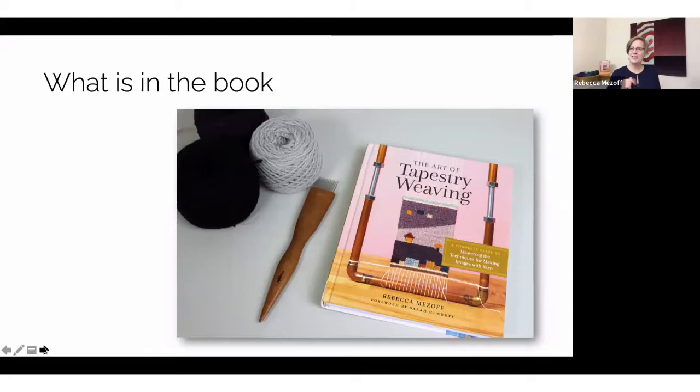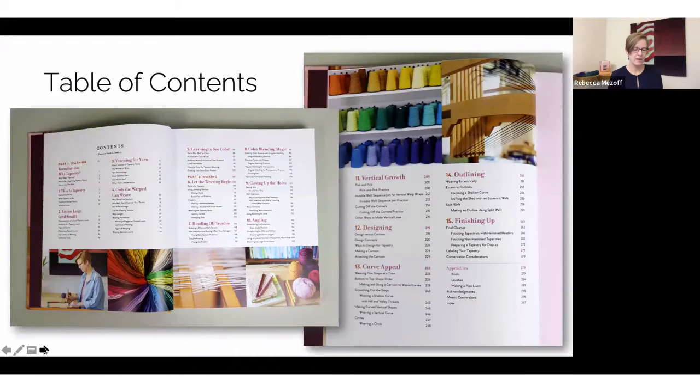Let's talk just a little bit about what's in the book. The book came out of my teaching tapestry weaving in workshops and then online. It's 308 pages and it covers all the basic tapestry techniques. It's broken up into two main sections, learning and making. The first part of the book contains all the information you need about equipment, materials, set up, and some basic color theory to help you choose yarns. This part is really targeted at people who are new to tapestry.